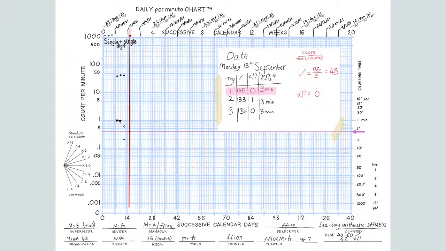Fionn's highest correct score for the day was 135, which when divided by 3, because the trial lasted 3 minutes, equals 45. So find 45 using the left-hand axes and plot her dot. Fionn didn't place any cards in her not yet pile for this timing, so you plot the question mark underneath the timing bar.